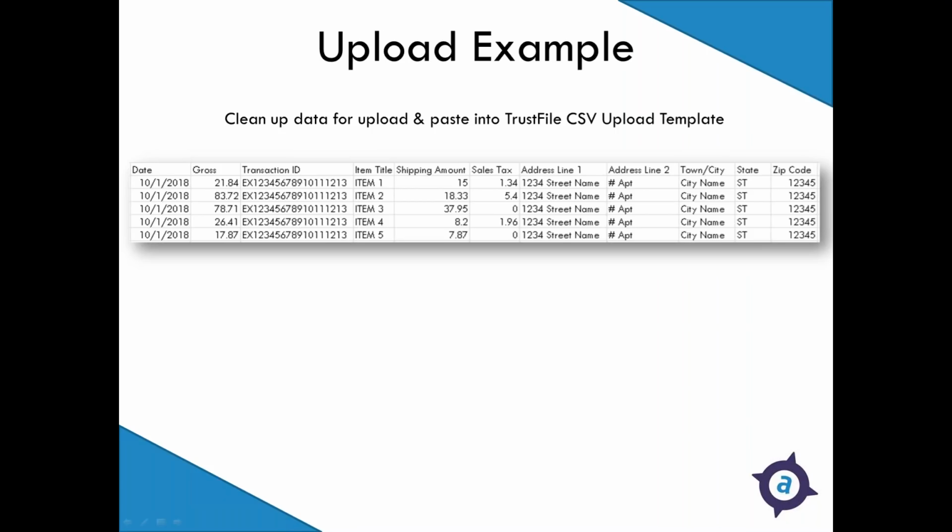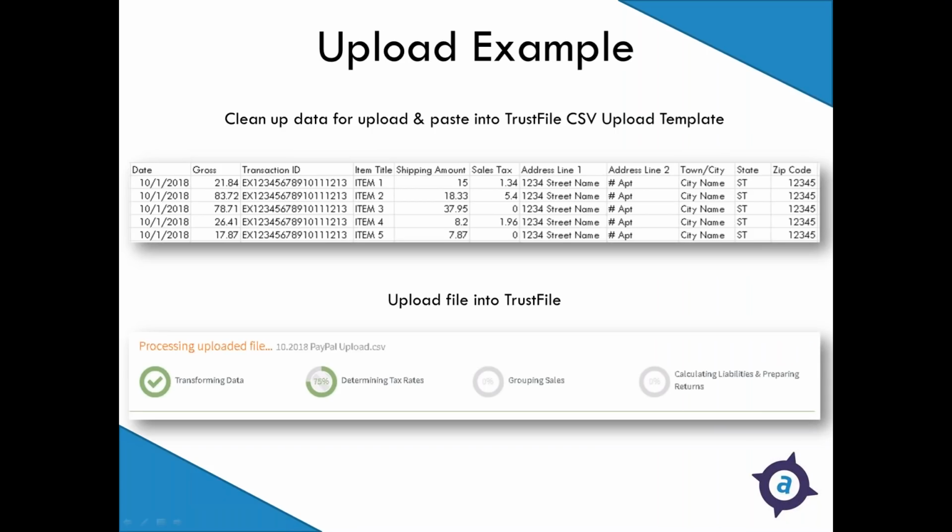So for this PayPal example, I followed the instructions. I went to PayPal and pulled the data, and then I cleaned it up a little bit, got rid of the rows that aren't needed for TrustFile, and then put it into the CSV file. And once I submitted that, you'll see something pop up on TrustFile that is basically calculating what you've done, right? So it's transforming the data, determining the rates, and then preparing the return essentially.